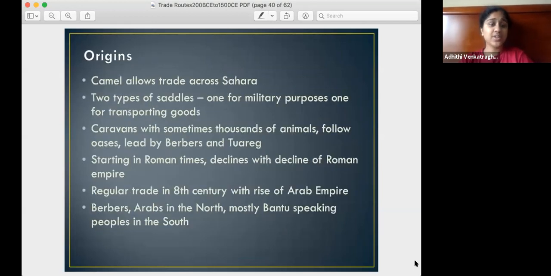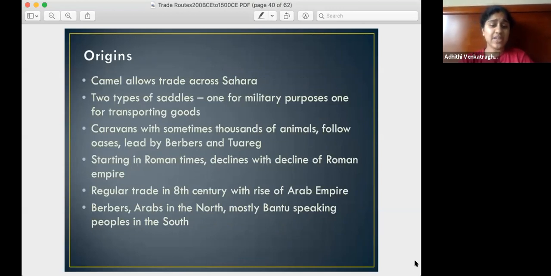So camels allowed trade across the Sahara Desert. There were two types of saddles, one for military purposes and one for transporting goods. Caravans were sometimes led with thousands of animals, which followed oases led by Berbers and the Tuareg, starting in the Roman Empire, and it also declined with the decline of the Roman Empire.